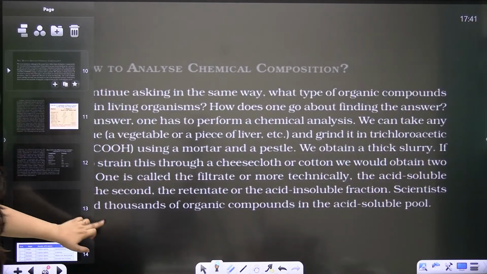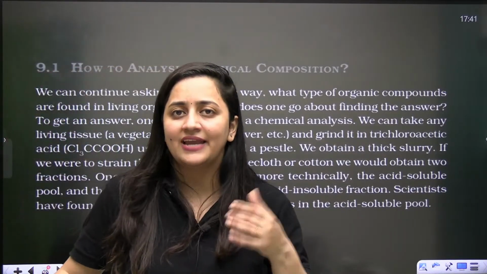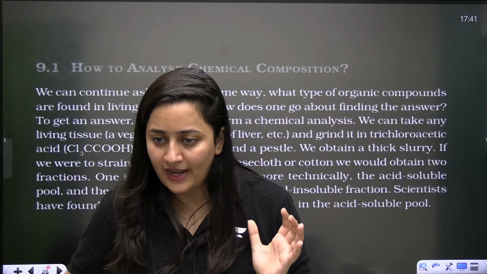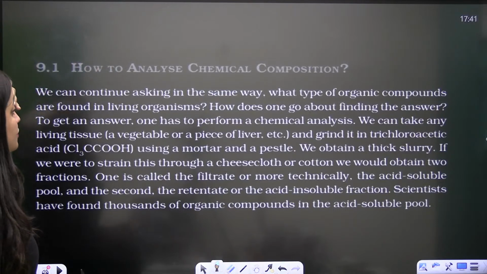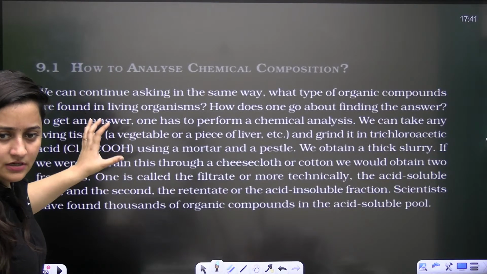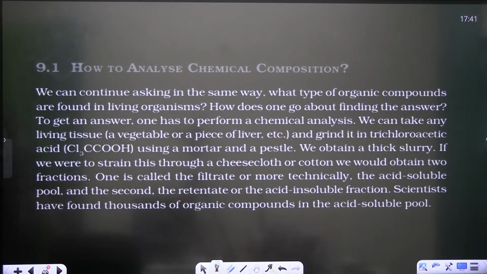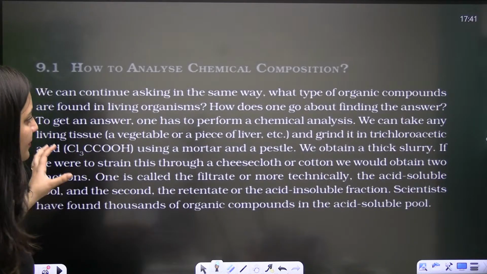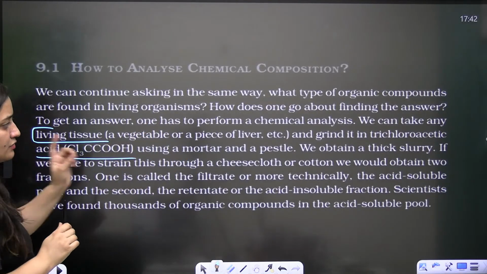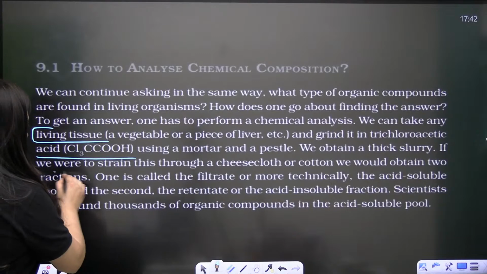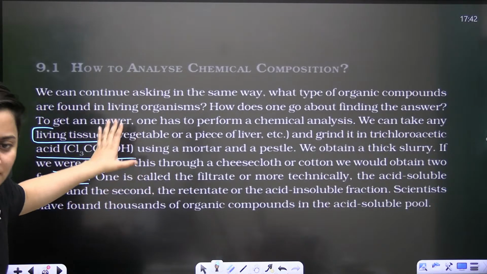Chalo. Now let's revise it from NCERT quickly, and then we will start our next topic, primary and secondary metabolites. Here you can see how to analyze the chemical composition. Again the story is the same, and I am just going to mention the important points. Living tissue will be taken and ground in trichloroacetic acid using a mortar and pestle. A slurry will be obtained, divided into two fractions. That is what we have discussed.